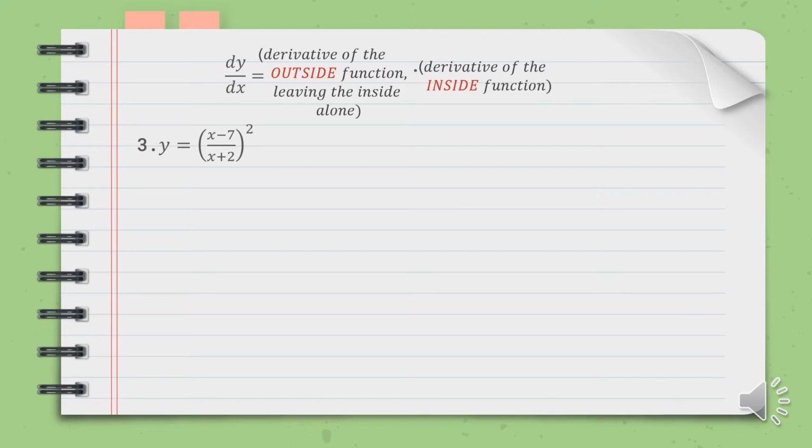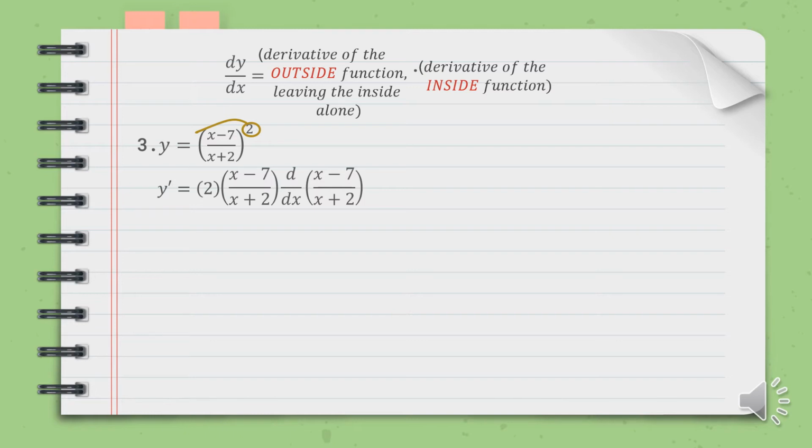So, hanapin natin yung derivative using the chain rule. Y prime, yung 2, lalagyan natin sa unahan or gagawin natin yung numerical coefficient gamit ang power rule. Okay? So, y prime is equal to 2. We'll leave the inside alone. So, x minus 7 over x plus 2 at ang ating exponent na 2 ay babawasan ng isa. So, kung di nyo man nakikita, meron pa rin yung exponent na 1, kasi 2 minus 1 is 1. And we'll multiply the derivative of the inside function, x minus 7 over x plus 2.